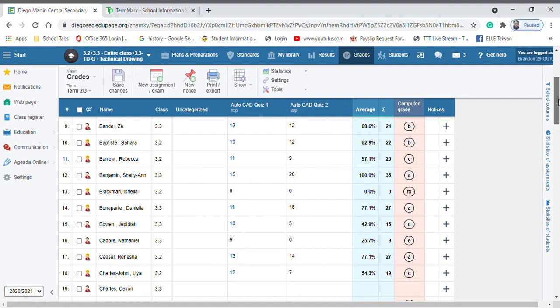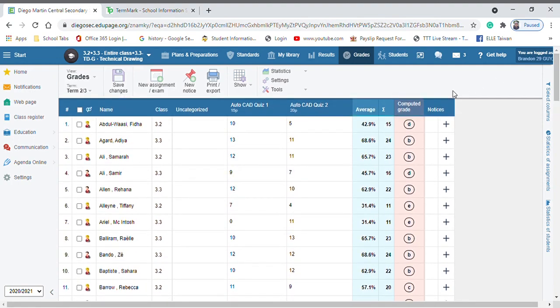Also, if you look to the side here, you would see I have a computed grade. Edupage also does this. Now, you may or you may not need this information, but it's nice to know that we have that option as well. So this is the end of this video, and it's mainly about calculating the average score or the percentage so that we could enter that particular percentage on the Termmarks.